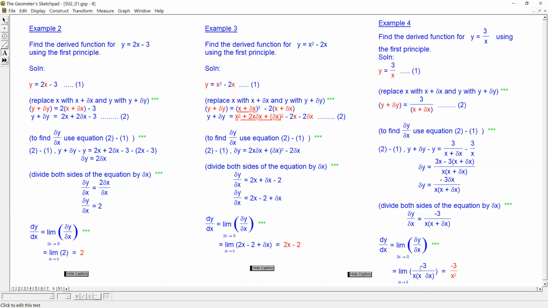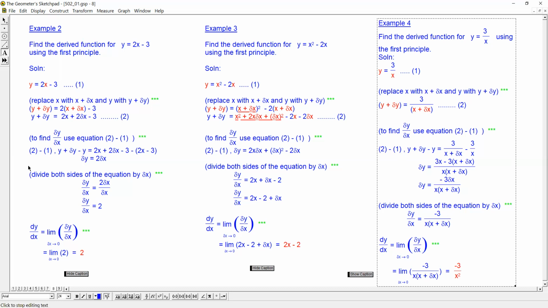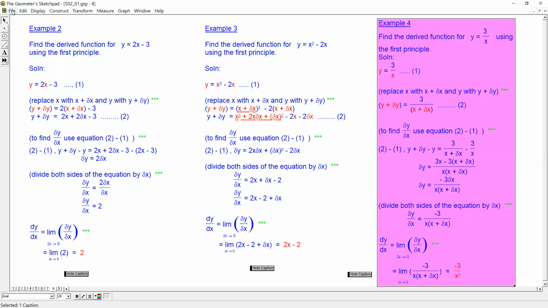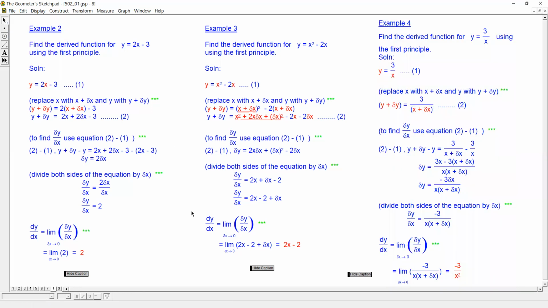Let me substitute this one. Okay, so it becomes like this. Now, why just now did I ask you not to expand? This one is because delta x goes to 0, then this one is 0. When this is 0, you are left with x multiplied with x. x multiplied with x is what? x squared. So the answer is negative 3 over x squared.